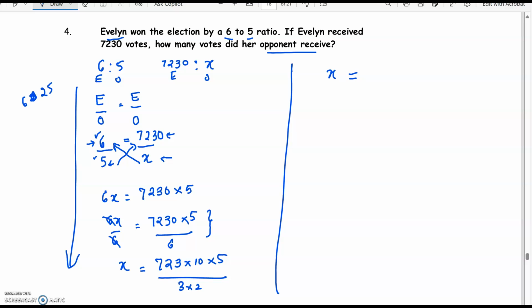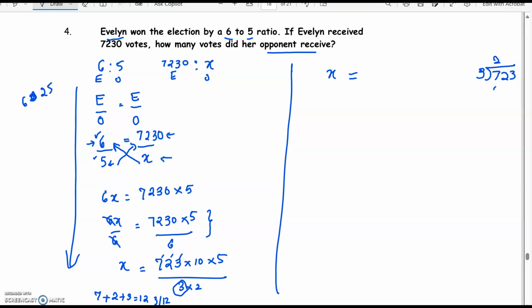And then here we have, let's see if 3 goes into this number. How do we know that 3 goes into the number? 7 plus 2 plus 3. 7 plus 3 is 10 plus 2 is 12. So 3 divides 12. So we know for sure that 3 divides 723. And why do we care? Because we have a 3 in the denominator and we are hoping it'll cancel with the 3 in the numerator.